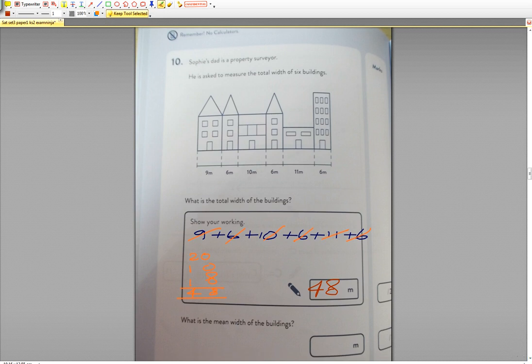Now, what is the mean width of the buildings? You can't see that question on the screen at the moment. What is the mean width of the buildings? Let's see if you can change the size of this for a second. Okay, just wait for that to come off.